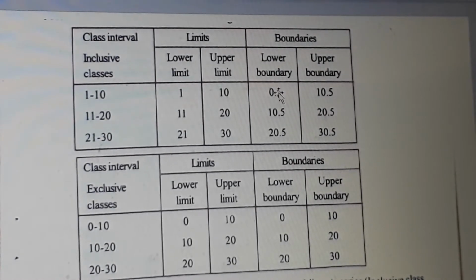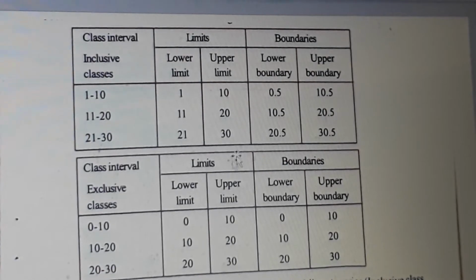1 to 10, lower boundary 0.5, upper boundary 10.5. How to calculate the upper boundary? 10 plus 11, 21 by 2, that is equal to 10.5. Like this, 10.5, 20.5, 30.5. Okay, 10 is added. How? 10, 20, 30. The difference is 10.